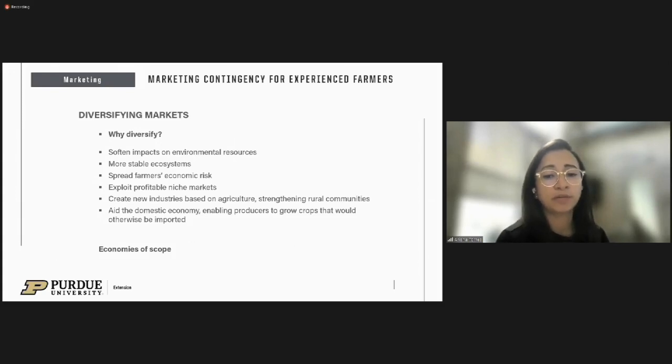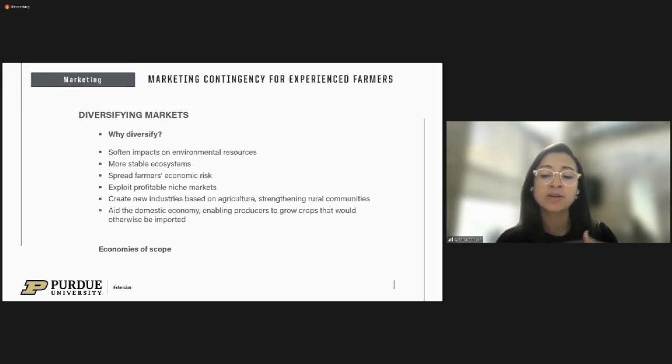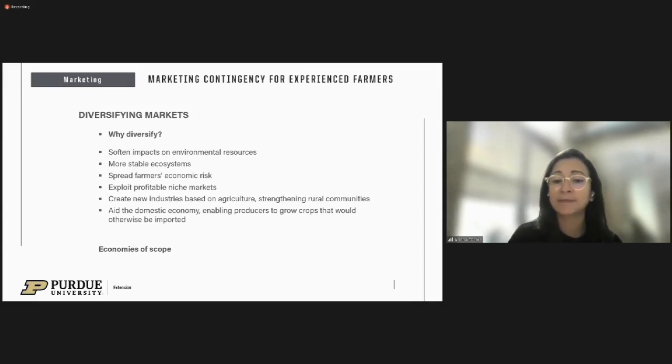So for example, environmental resources right now, fertilizers are very expensive. You can also create more stable financial ecosystems. You can spread the risk. You may be able to find a very profitable niche market you were not aware of. You can create new industries based on agriculture. So for example, if you were just a grower and you want to start making soups, you can start drying some of your produce, create a partner in business or a new business, and have a very direct impact on your rural community. And you can aid the domestic economy.